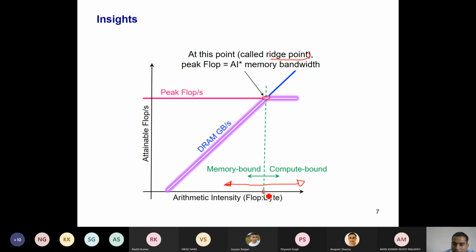That means whatever is the AI value at this point, if you multiply that with memory bandwidth, then you get the value of peak flop. So this is the minimum AI I need to achieve the peak flop. Any value higher than that, also I can achieve the peak flop, but any value lower than this, I can't achieve the peak flop. Okay, we are right on time.